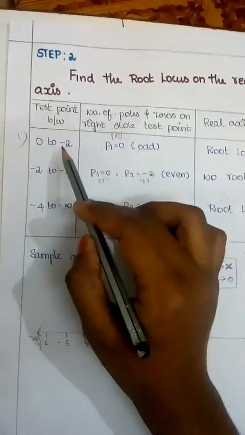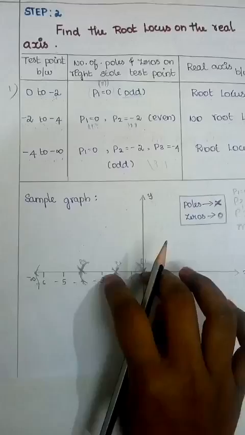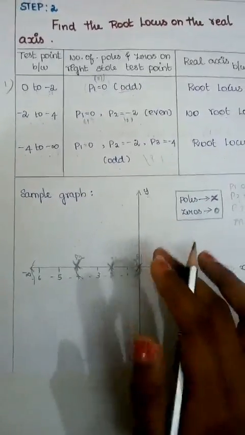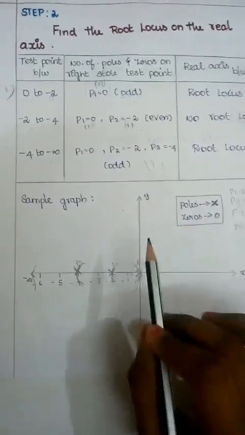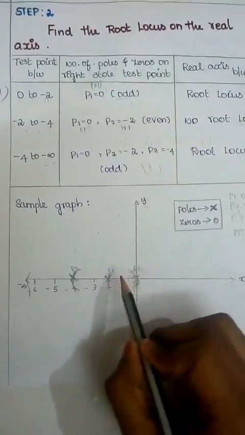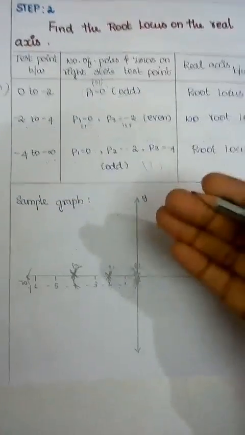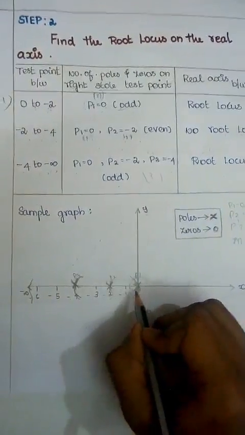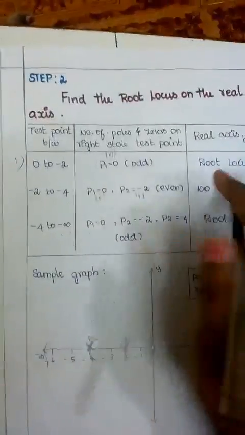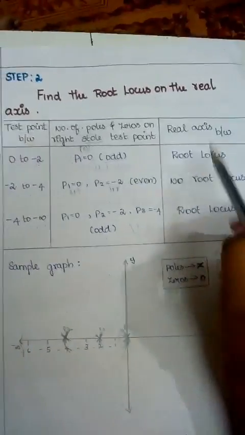First, 0 to minus 2. In between, how many poles and zeros are there? One important rule is that we only see the right side numbers, the numbers to the right. It is our rule: in the table you saw the right side, so that's why we look to the right. It is 0 here, so p1 equal to 0. One means an odd number, so root locus is there.